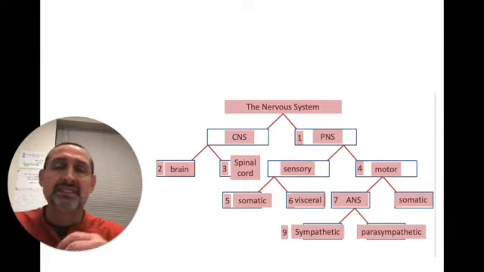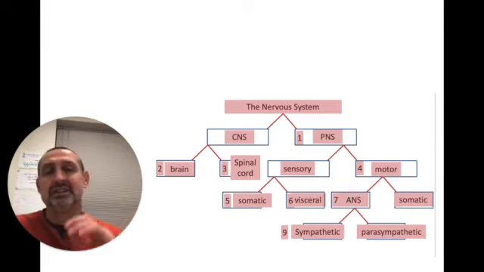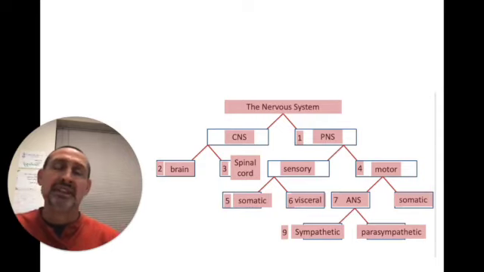Somatic refers to body senses. So those would be things like your eyes, ears, nose, things that are taking in and collecting information.